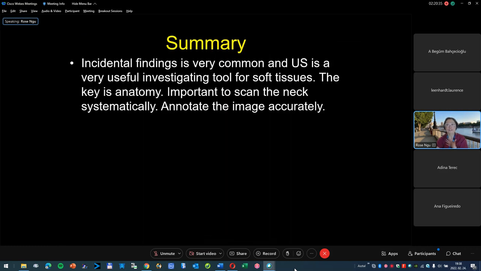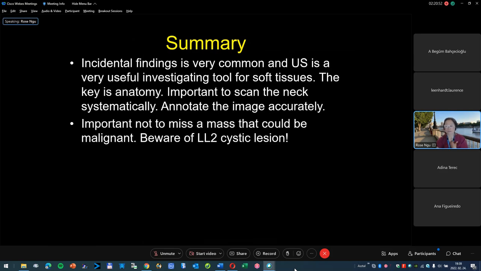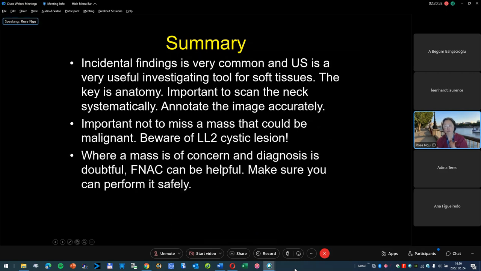Okay, right, so in summary, incidental findings are very common, and ultrasound is a very useful tool. It's so simple. You already scan the thyroid, you can scan these other neck lumps. It's important to note where they are and what you see. Describe them. It's important not to miss a mass that could be malignant. Beware of those lesions in the left level two, the cystic one or the necrotic-looking one.